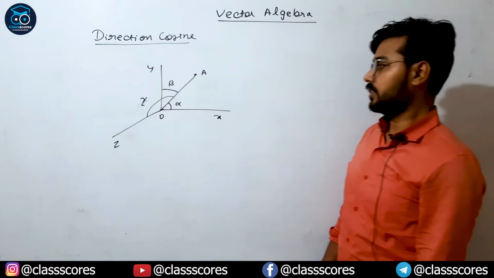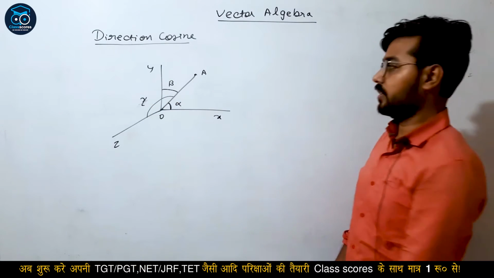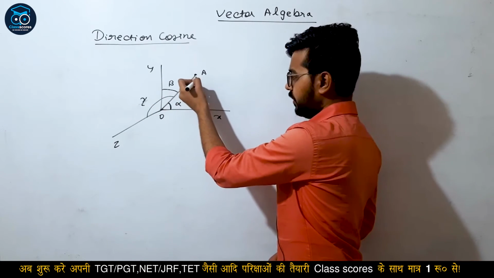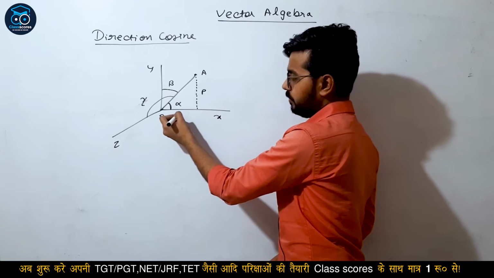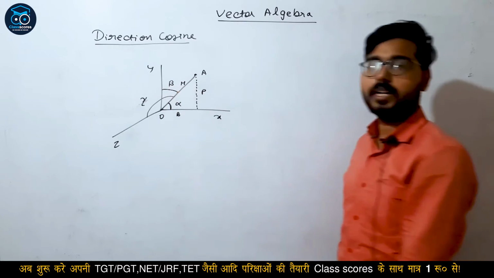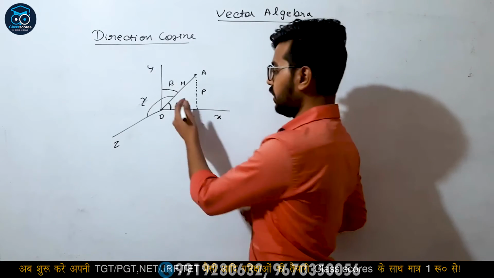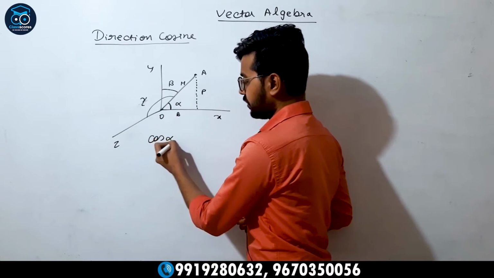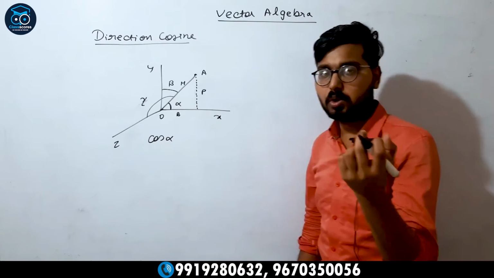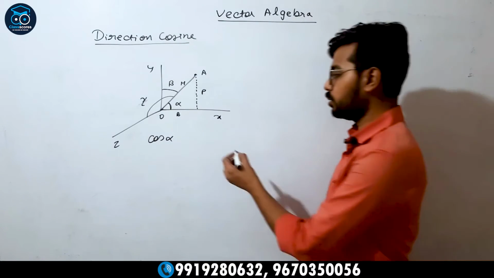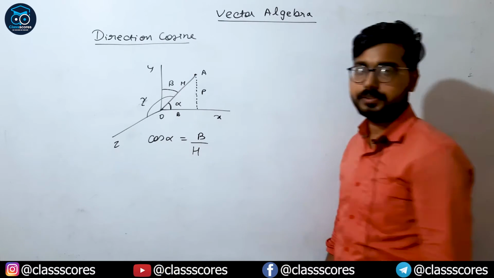Now we need to find this. If we have taken the angle here, then this will be the perpendicular, this will be the base and this will be the hypotenuse. Clear? Now if we need to find the value of alpha, we just take cos alpha. That's why we name it direction cosine, meaning the cos function. So direction cosine is base upon hypotenuse.